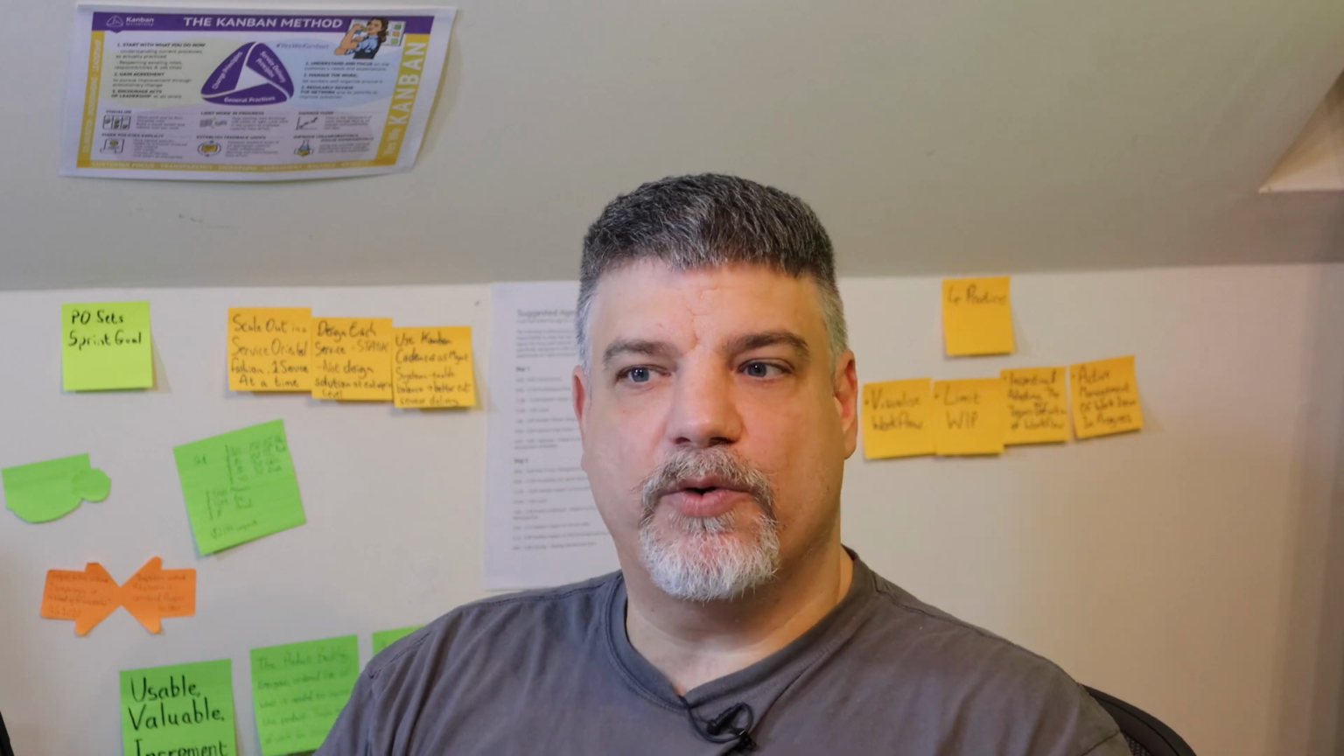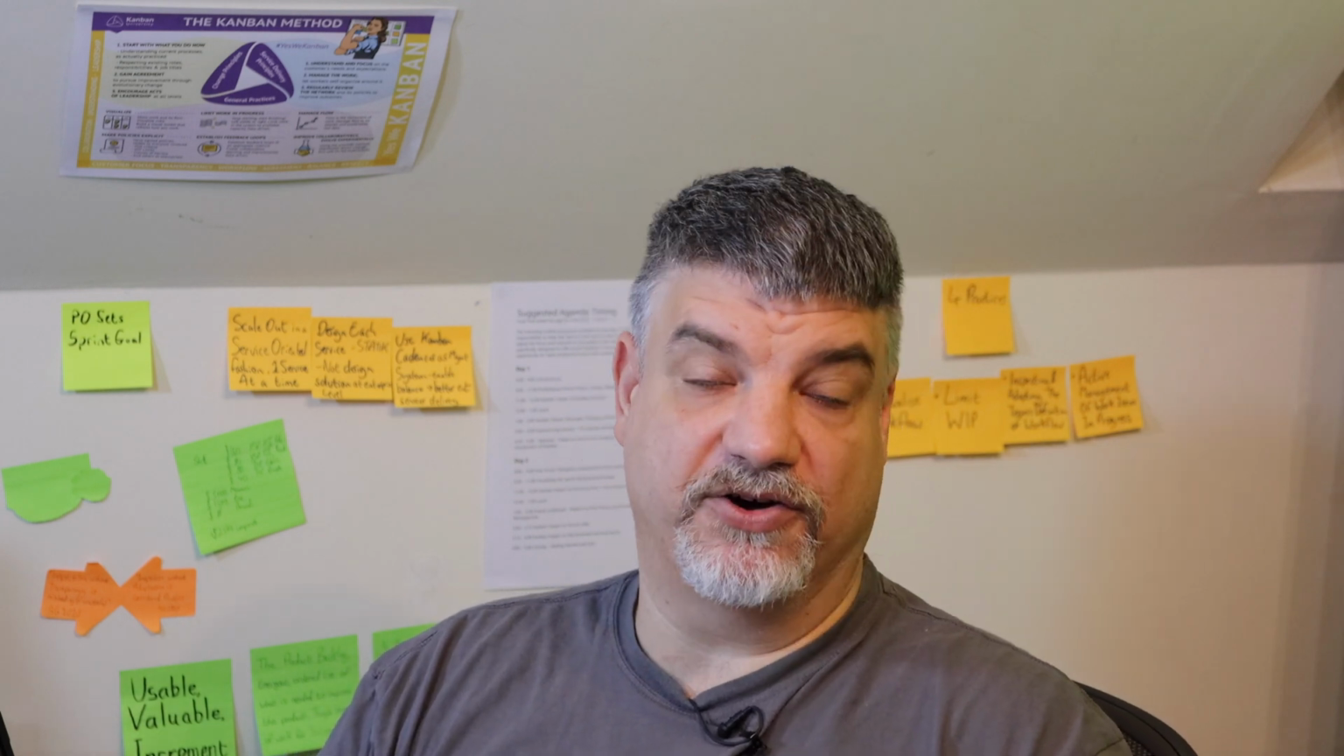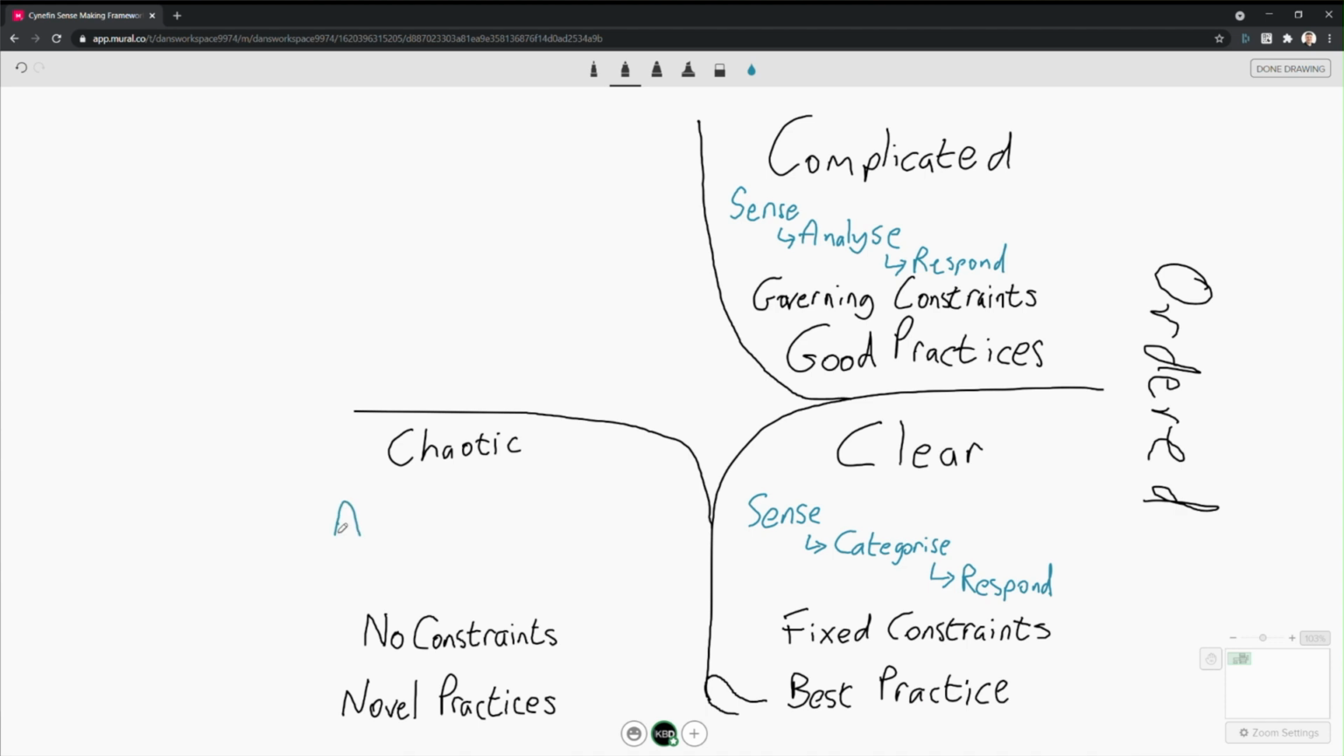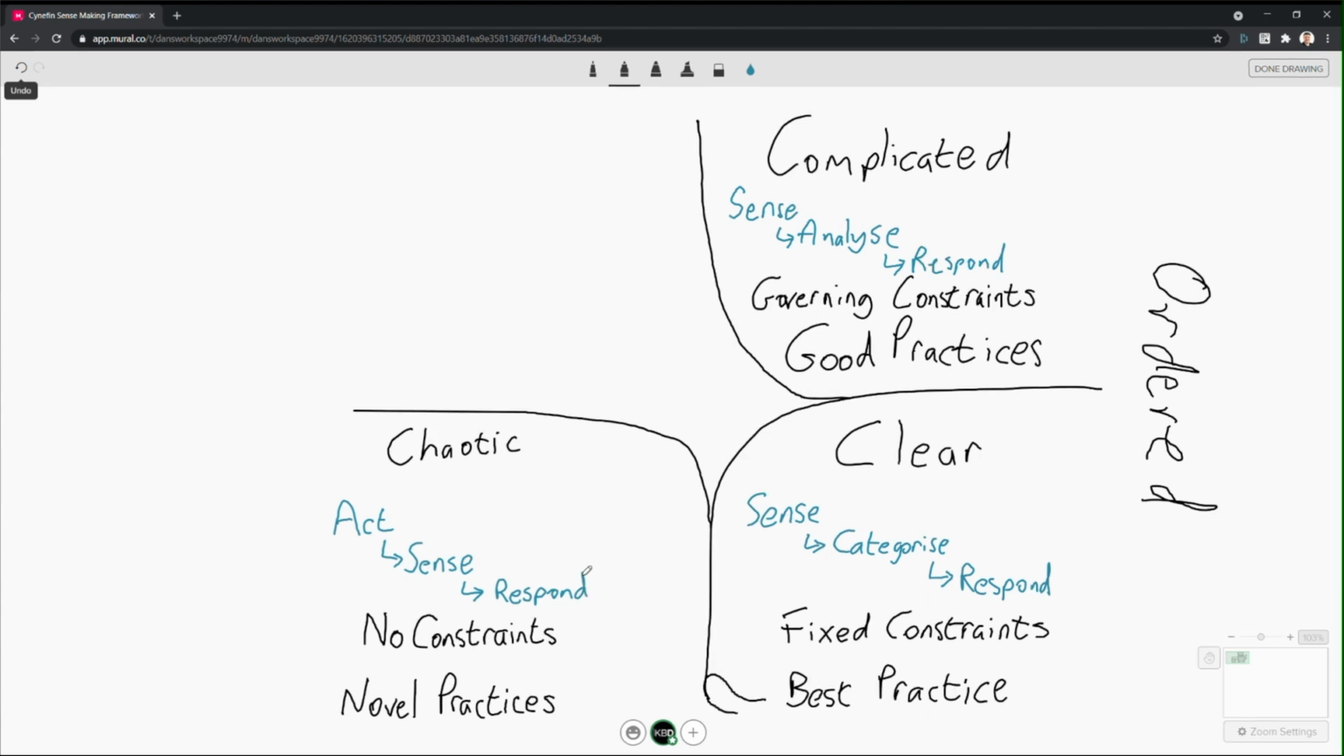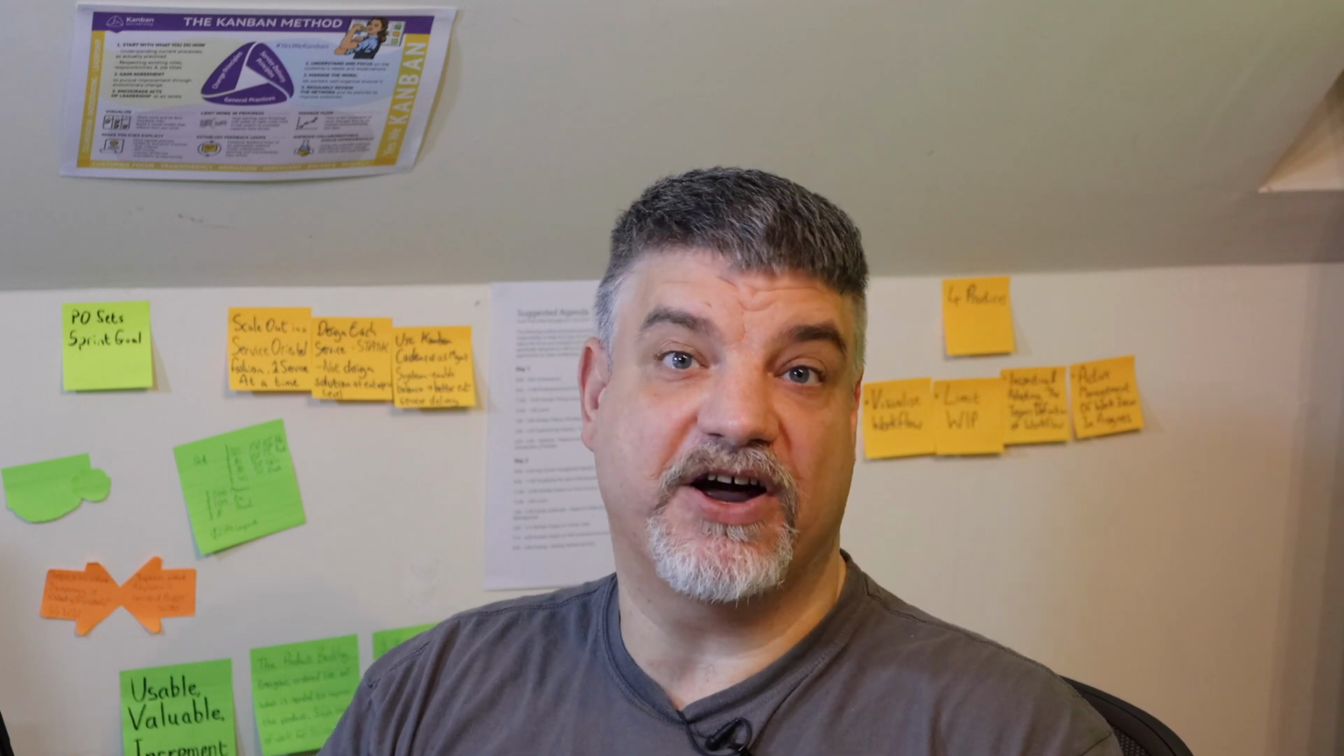So how do we work here? Well, if you're in chaos, the first thing you've got to do is act. Then sense, and then respond. Notice act comes before sense. There isn't time to stop and think about things very deeply. We aren't going to have that planning meeting. We need to act. It is not a safe to fail environment.